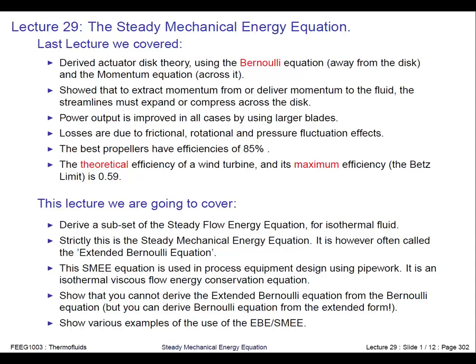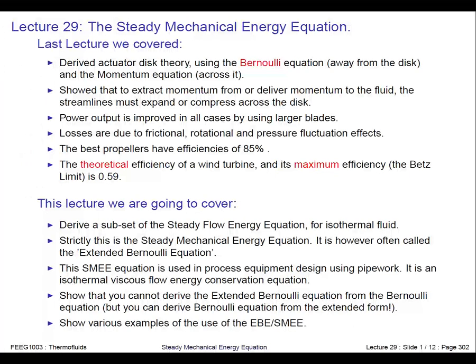Okay, so in the previous lecture we looked at actuator disk theory. This was a nice way of using mass, momentum and the Bernoulli equation carefully to look at the performance of propellers and also wind turbines, and the way in which the size affects the thrust that they can generate, and to come up with ways to look at the efficiencies of propellers and wind turbines. And this is useful from a design point of view.